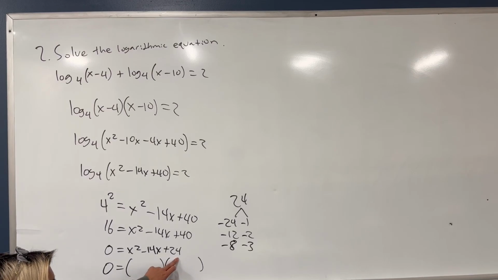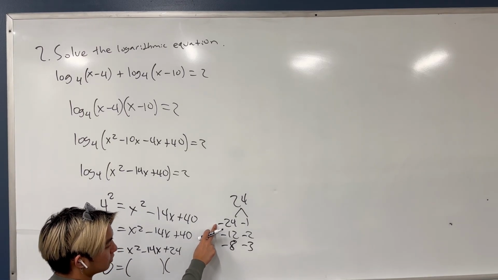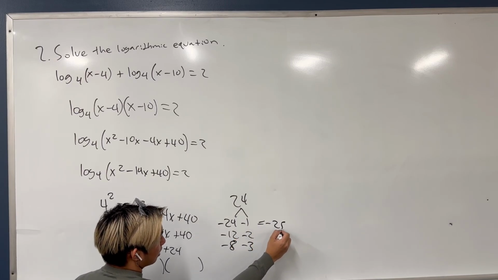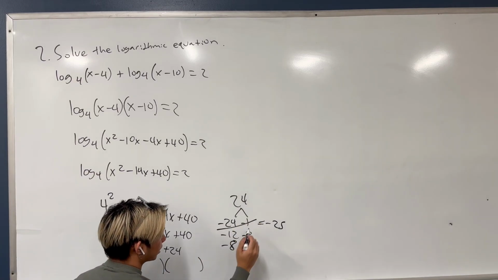Because we have a positive number but our addition part is negative here, these numbers have to be negative. So if we add negative 24 and negative 1, what do we get? Negative 25. And we have a negative 14 here, so this can't be it, so cross that out.